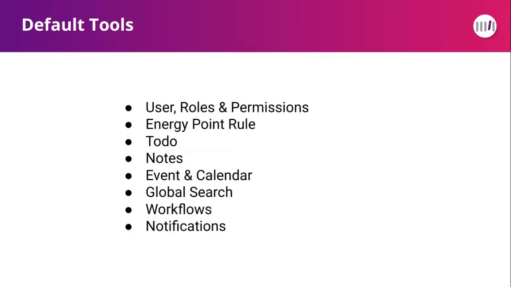Then we'll be discussing a few of the default tools present in ERPNext, like user, role permission, energy point rule, to-do, notes, how you can set event and calendar, global search, and some workflow and notification. So these are all of the things which we are going to cover in today's webinar. So now let's get started.